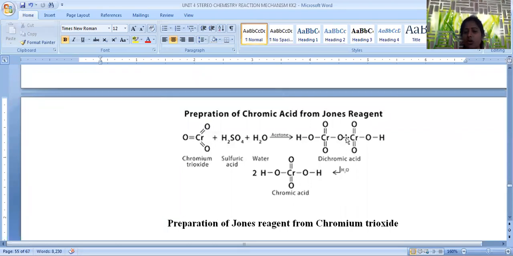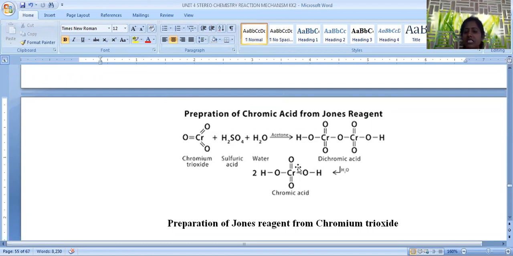When it's subjected to hydrolysis, cleavage of the bond is possible. One side hydrogen, another side OH is added from this water molecule, which is called hydrolysis. Hydrolysis in the sense of cleavage of bond with water. One side H, one side OH is added. Finally, we will get 2 moles of chromic acid, H2CrO4. 2 moles of chromic acid is formed in this reaction.